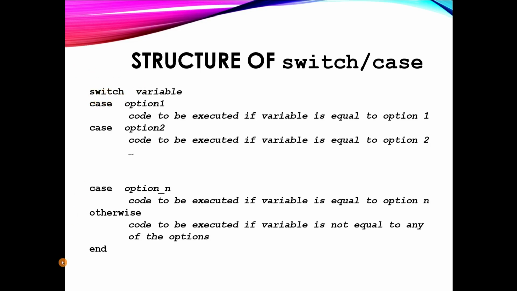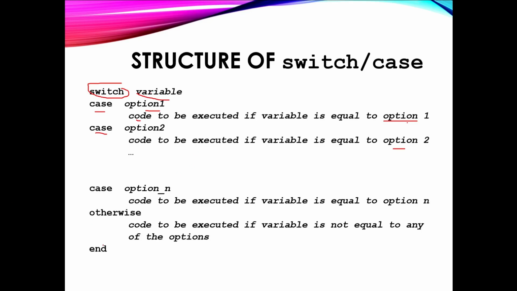So you will start with the switch word, followed by the variable, and then we type case option. The case option can be up to n options. So for example, for the first option, case option 1, following that is the code that will be executed if variable is equal to option 1. So you can see here, for the switch and case structure, you only set the criteria for the true comparison.